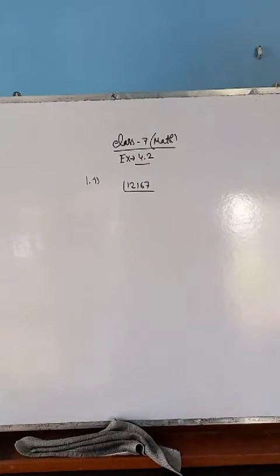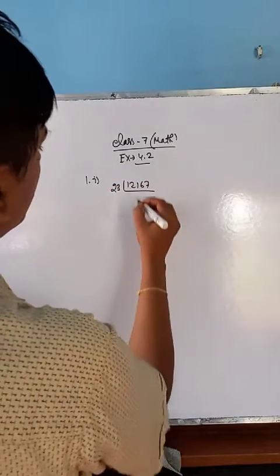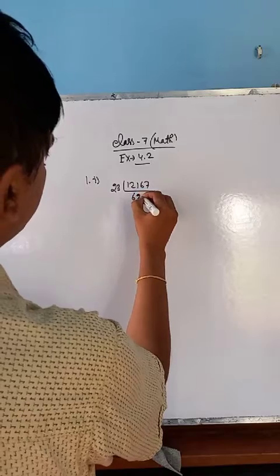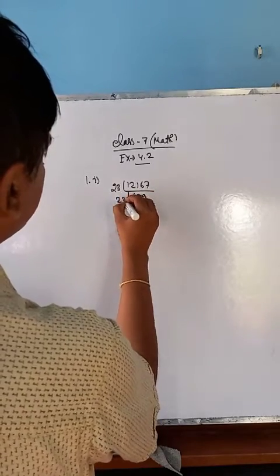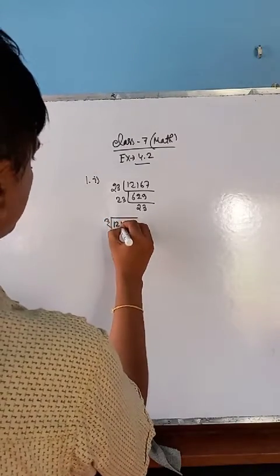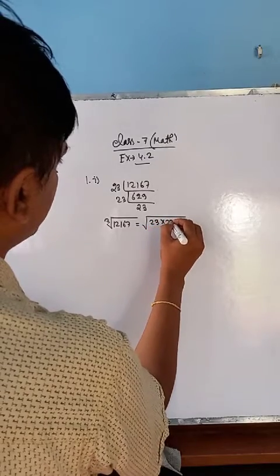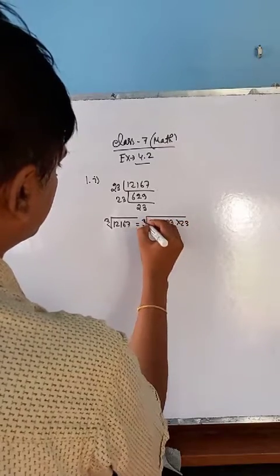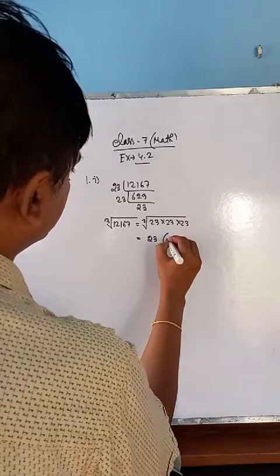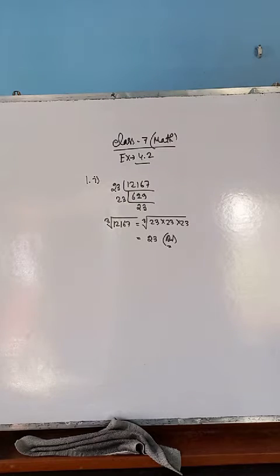So the factor will be 23. Again 23. So the cube root of 12167 is 23 into 23 into 23, three times. So your answer will be 23. From there you get the answer 23. Is that clear to all of you? In this way you can solve that problem. I don't want to waste time.